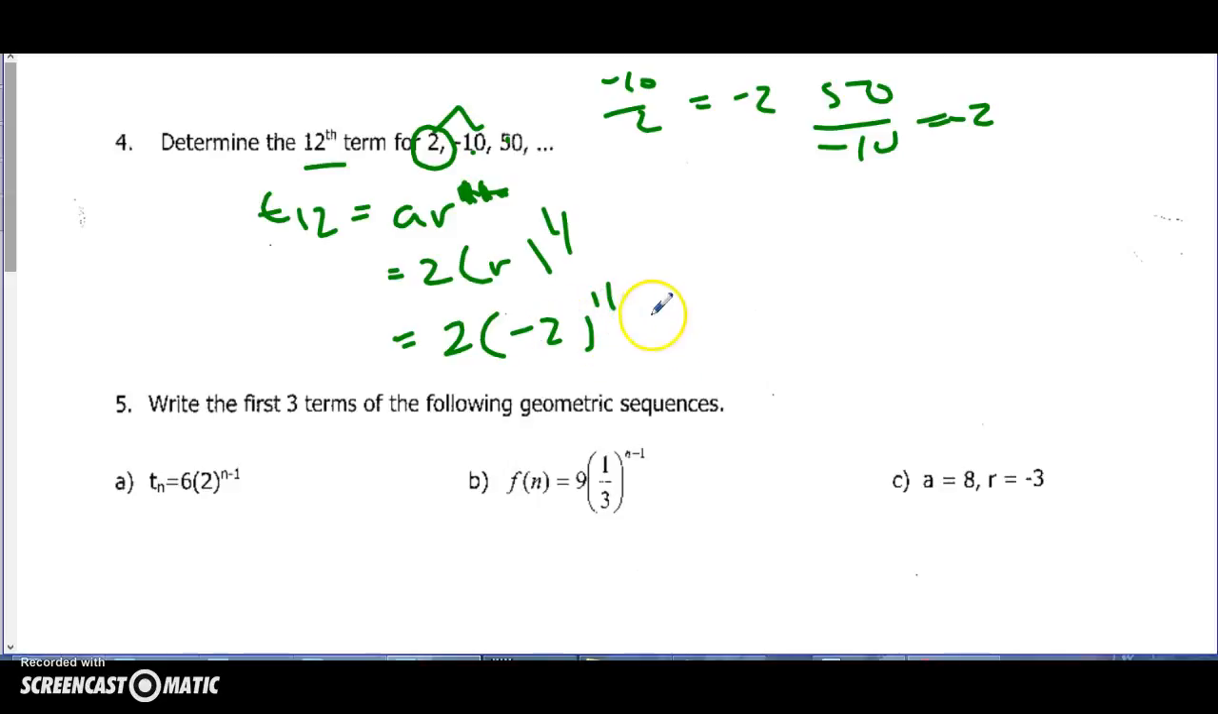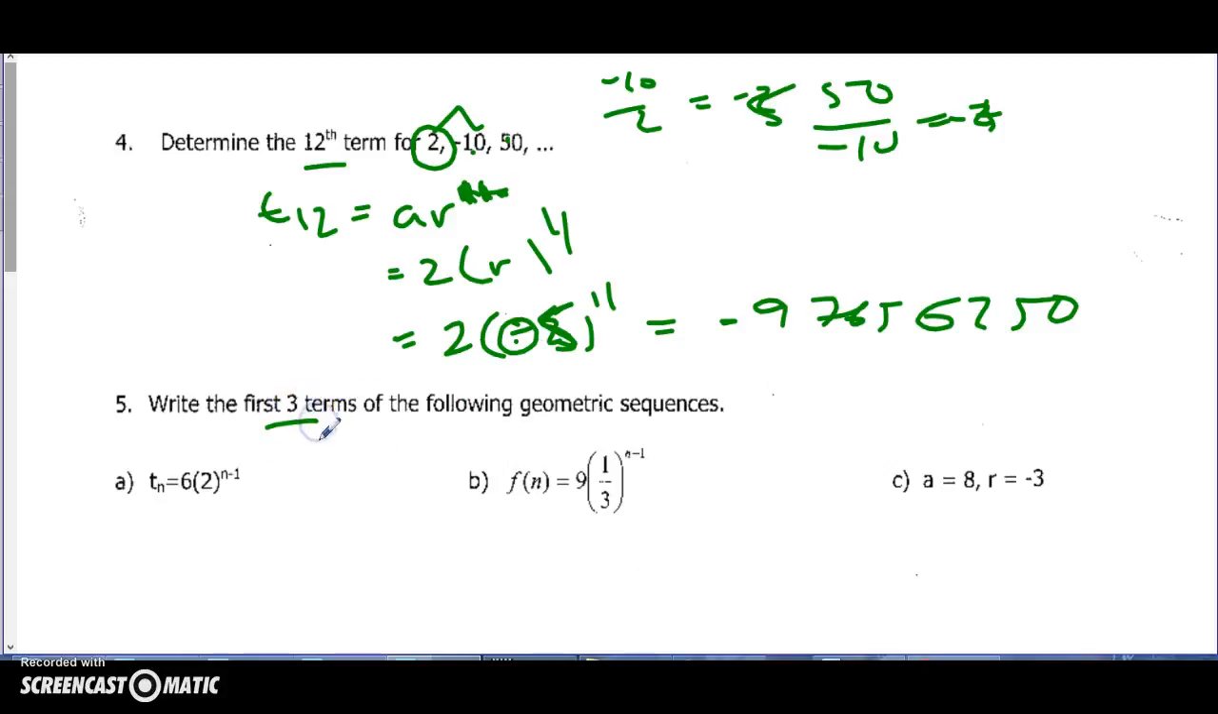Okay, so that's minus 5 to the power of 11. I can't believe I made that mistake, embarrassing. Minus 5 to the power of 11, and this number is some huge number, 9765625. And it's negative because I have a negative base to an odd exponent.